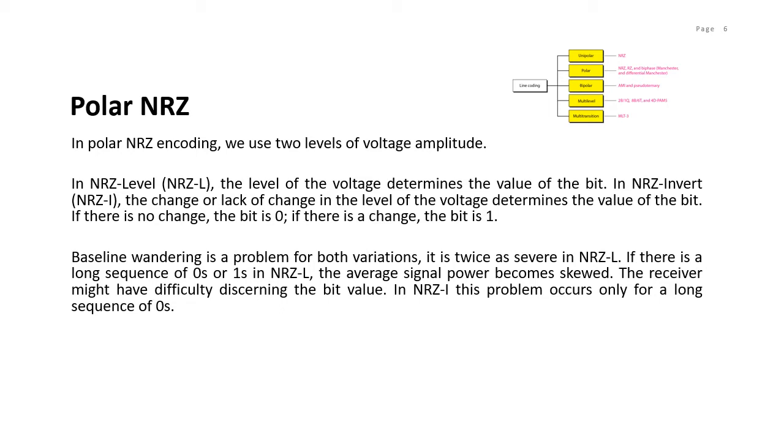Okay, in terms of baseline wandering, it is a problem for both variations, but it is much worse, twice as severe, in NRZ level. If there is a long sequence of zeros or ones in NRZ level, the average signal power becomes skewed, and the receiver might have difficulty in distinguishing the bit value. And in NRZ invert, this problem occurs only for long sequences of zeros, but not ones. And if you can somehow eliminate the long sequences of zeros, then we can avoid baseline wandering in NRZ-I.